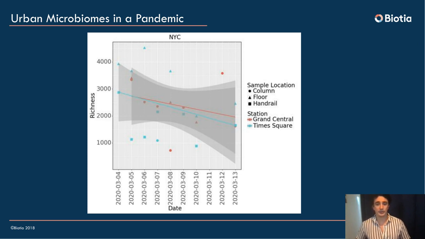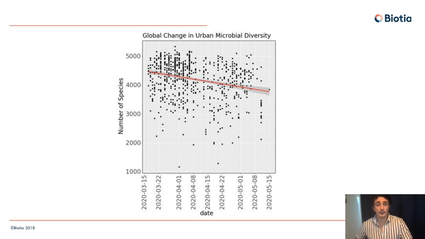So what you can see here is a plot of the microbial diversity, the richness, the number of species in the two busiest subway stations in New York City, over the 2 weeks leading up to the initial March shutdowns in 2020. And what we see in that time is a pretty steep drop-off in the species richness in those stations. And if we look at this same trend over many different cities over a much larger time period, we see just the same drop. We see this big continuous drop over a fairly long time period that's happening all over the world.